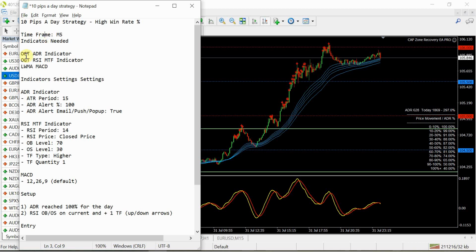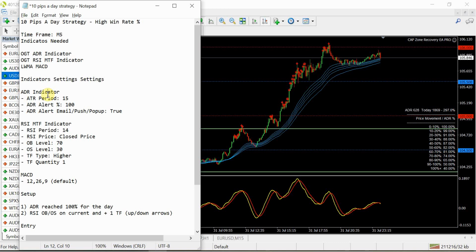The indicators that you need are all indicators that you can get from me for free. Links are in the description. They are the OGT ADR indicator, and it doesn't matter which version you're using, the OGT RSI MTF indicator, and the linear weighted moving average MACD indicator. Again, all the links are in the description. I don't plan to go into what these indicators are and what they do in this video. I just want to call out some of the key points of the settings that you need for this trading strategy to work.